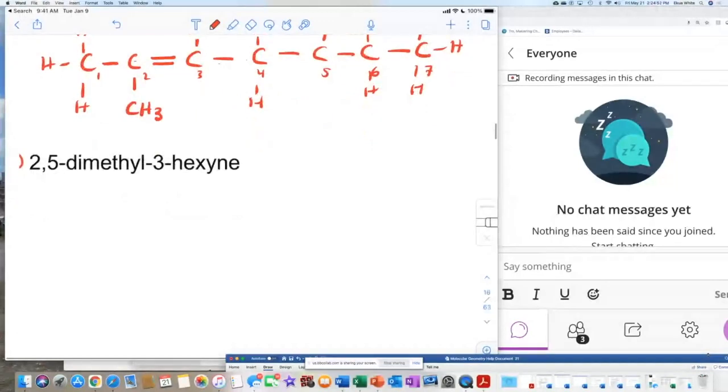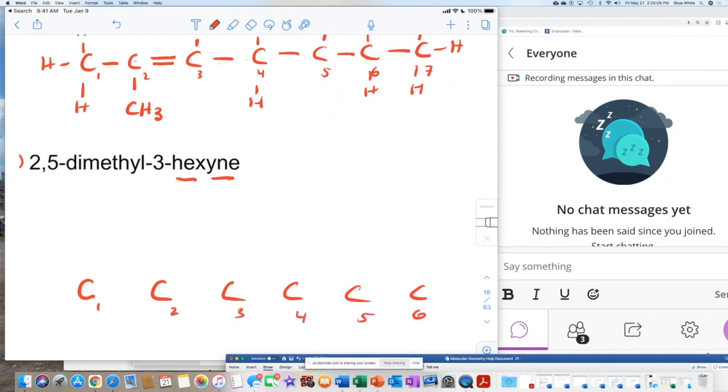And then I work on this last one. Hex, ine. So hex is 6 carbons. 1, 2, 3, 4, 5, 6. 1, 2, 3, 4, 5, 6. I have to number these. It helps you out and it helps me out because I have major focus issues.